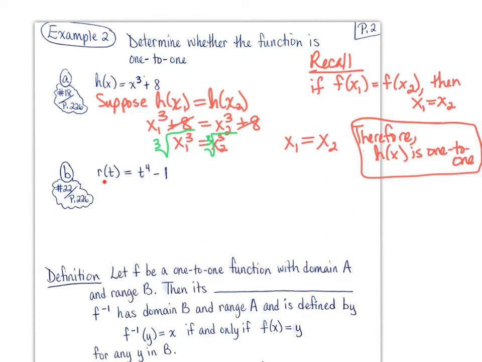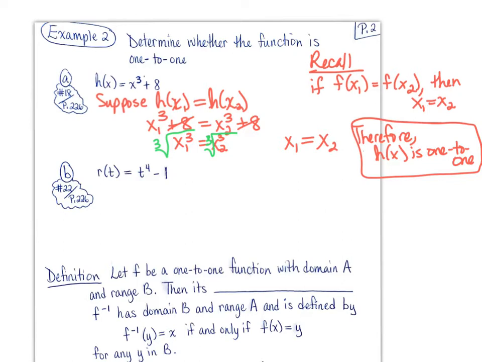Now, part B, we have r of t is equal to t to the 4th minus 1. We could go through the same steps, or we can notice that this is an even power. Because this is an even power, what can we say? Is r of t going to be one-to-one or not? It will not. Absolutely correct. And I see quite a few of you shaking your heads no. So in the case that we already know it's not going to be one-to-one, we can write down a specific example illustrating why it's not one-to-one. That's called a counterexample. Okay?